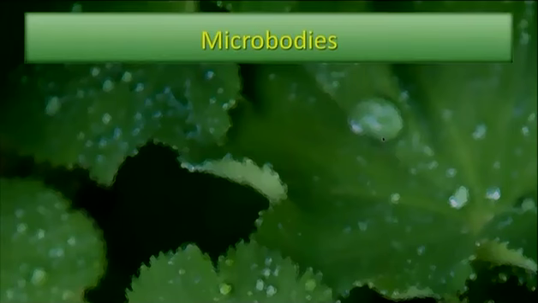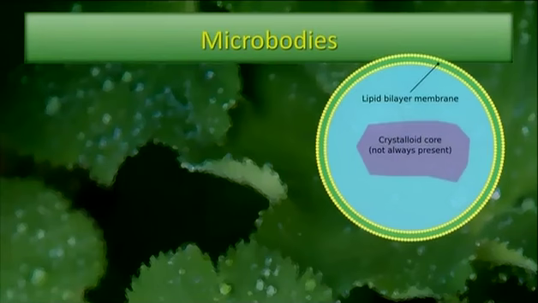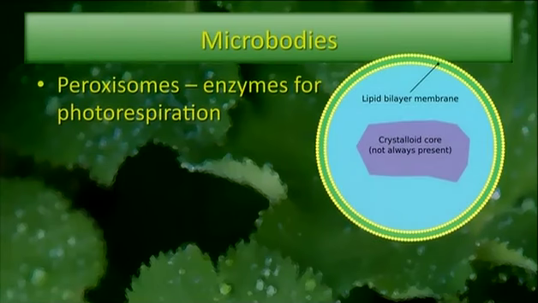Now, there are also microbodies in the cell that have specialized enzymes and have a single membrane. One example of that are the peroxisomes. Peroxisomes have enzymes for photorespiration, and photorespiration happens in order for a plant to survive hot, dry conditions.